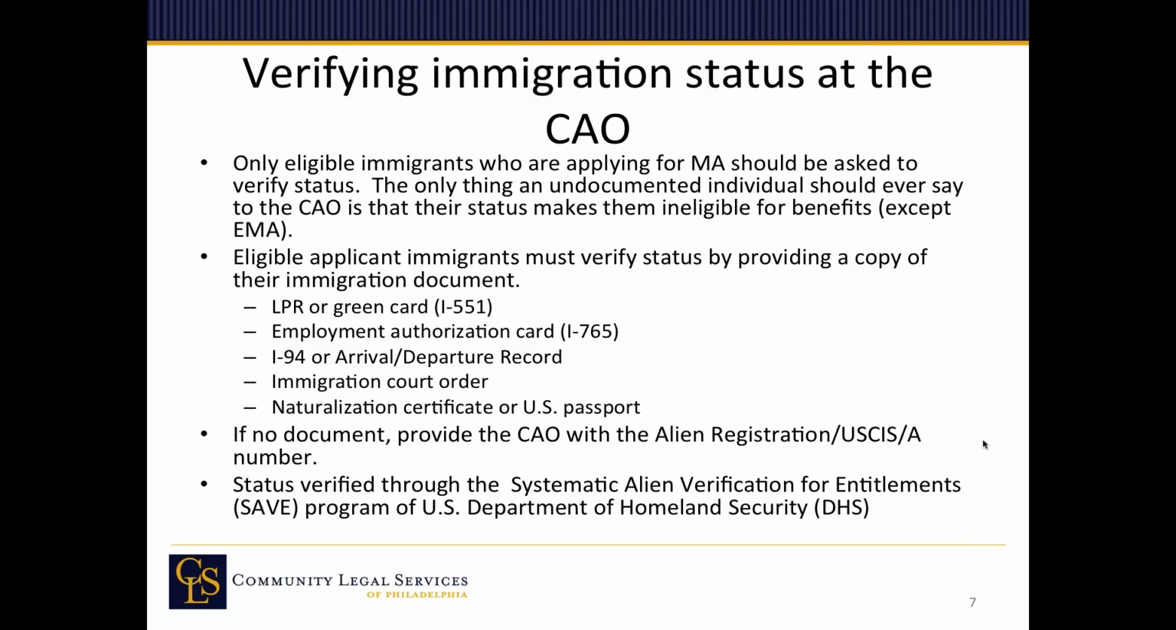So, verifying immigration status. This is difficult in part because keeping track of paper for anybody is difficult, especially all the paper that you need in order to get a medical assistance application processed. But identifying the right piece of paper that the County Assistance Office might need to verify immigration status is also very confusing, not only for the immigrant but also for the County Assistance Office.